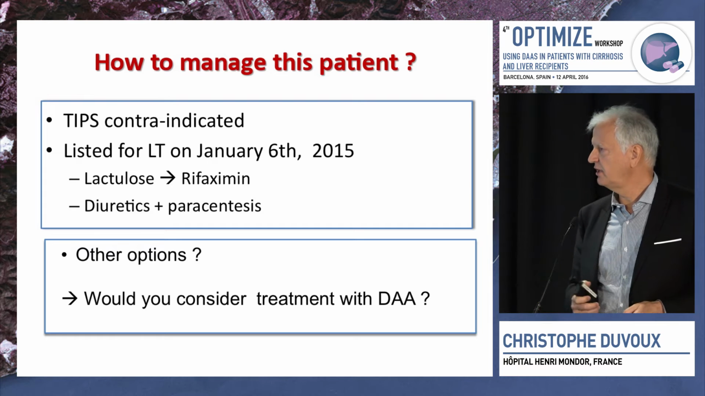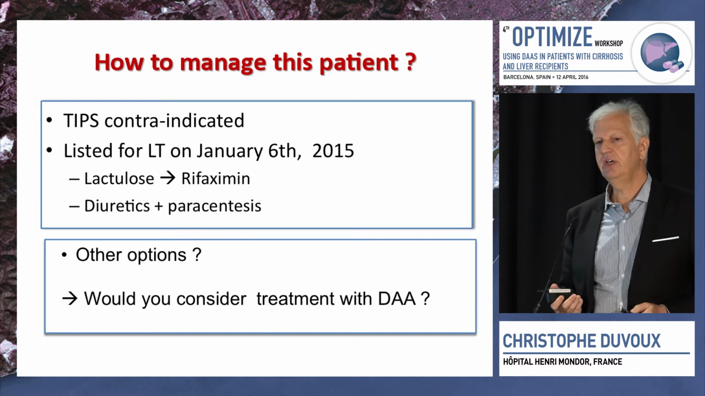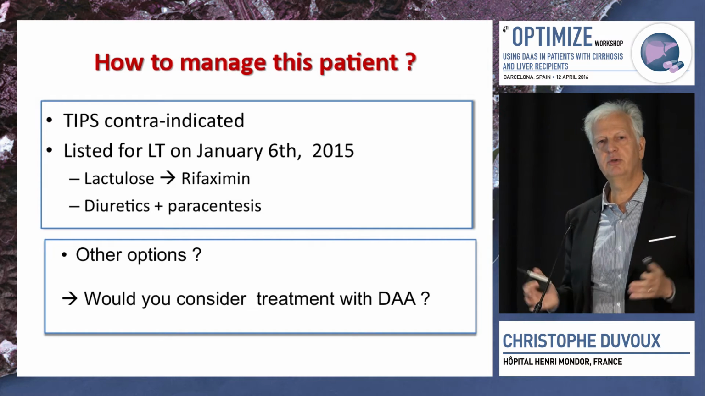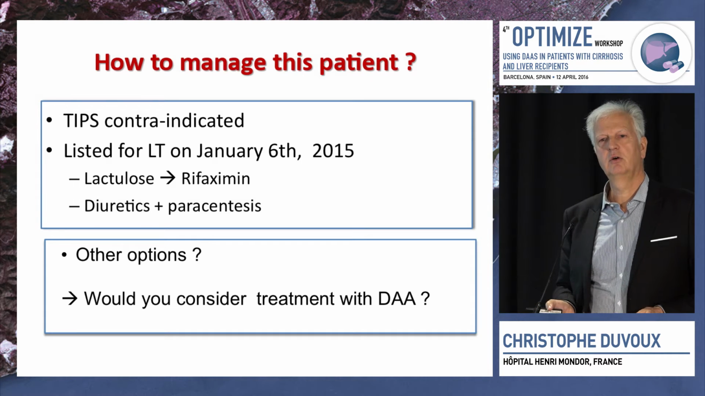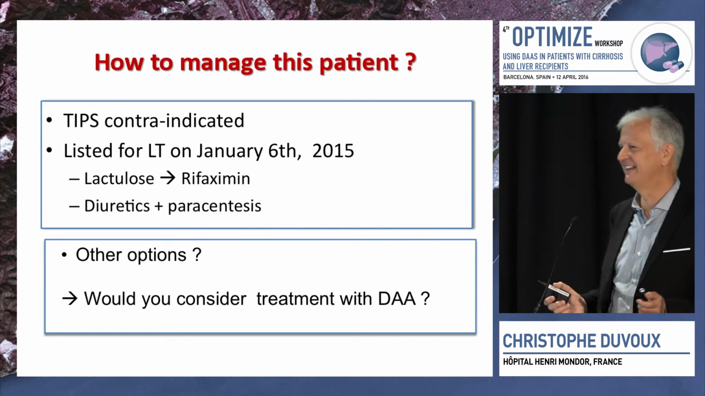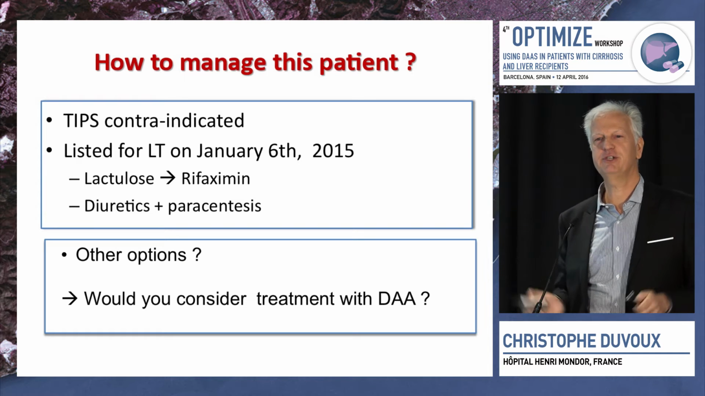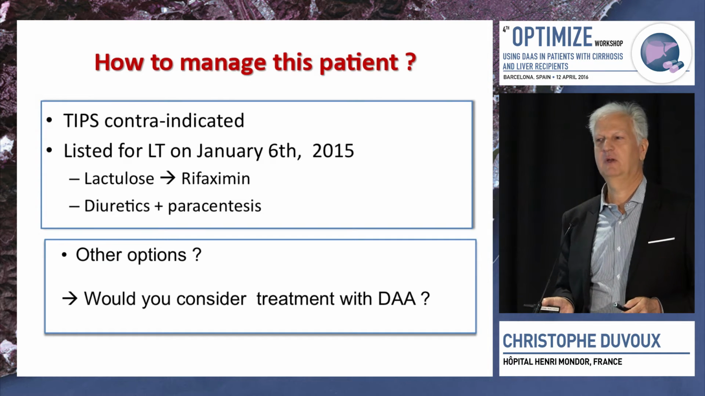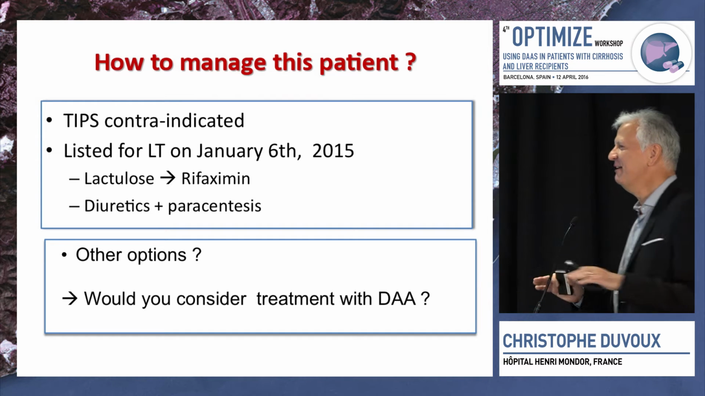But we have to discuss now other options, and obviously the first option we have to consider is, should we treat this patient with DAA? Maybe I can ask the audience, who among you would treat this patient? Child C patient, MELD score 22. Who wants to treat? Please hands up. Yes, and now? Who won't treat the patient? Okay, who doesn't know? Okay.